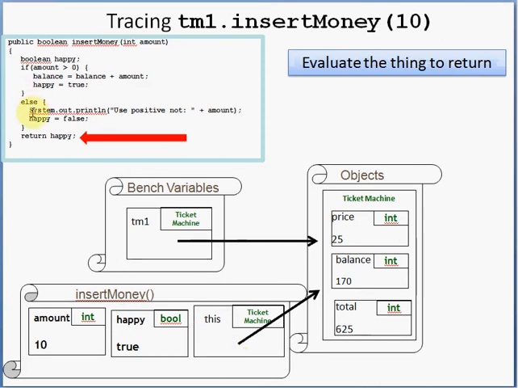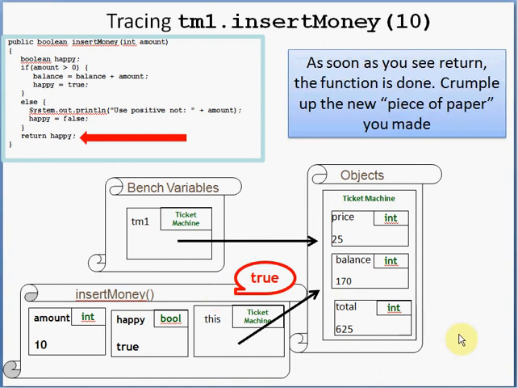We finished the if. Of course, it's an if-else, so we skipped all that. The last line of the code says return happy. So what's happy? We've got to look in here and evaluate it. We're going to return it in a bubble. There you go. And as soon as you've done a return statement, you crumple up the new piece of paper you've made. So goodbye piece of paper. We're done. And the method is finished.